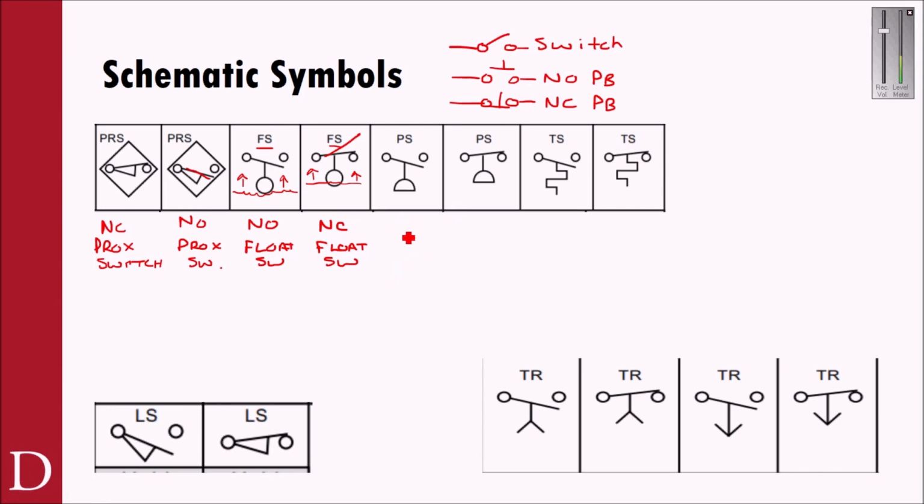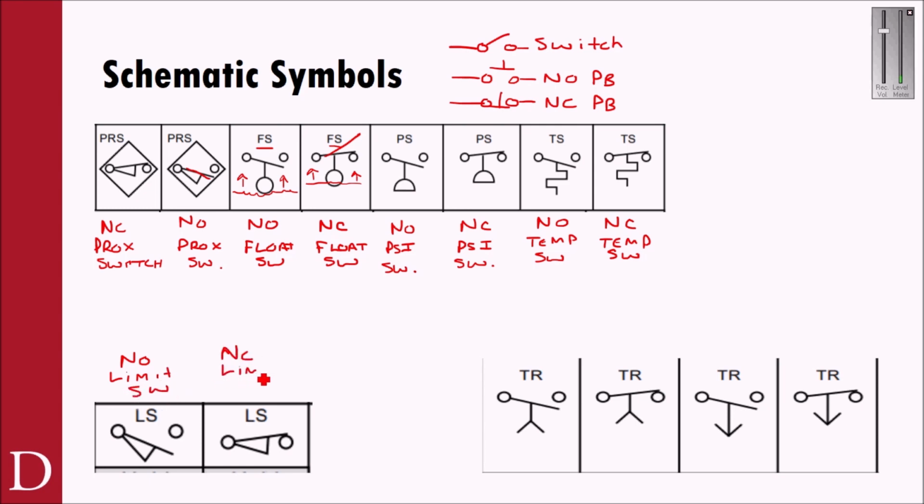And very similar with this. This is now a normally open pressure switch, and a normally closed pressure switch. So when pressure is overcome, this one will close, and when pressure is overcome, this one will open. This is a normally open temperature switch and a normally closed temperature switch. This is a normally open limit switch and a normally closed limit switch.